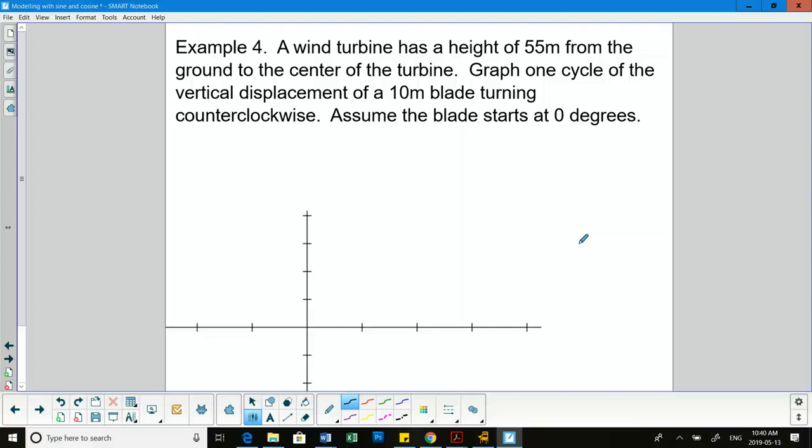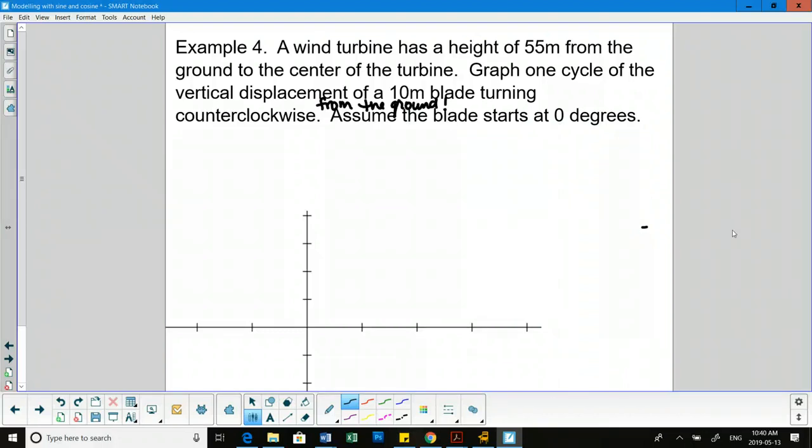But yeah, never mind. So like the big windmills, we're going to graph one cycle of the vertical displacement from the ground. I should say from the ground. Let's add that. Of a 10-meter blade turning counterclockwise, assume the blade starts at 0 degrees. So we're going to start it at the positive x-axis is essentially what we're saying.